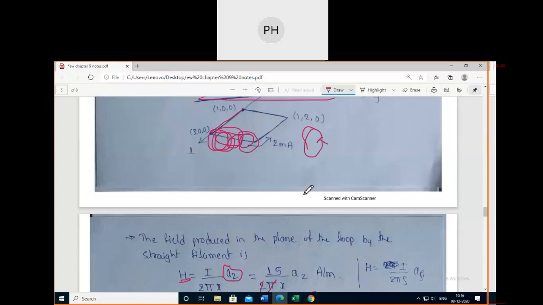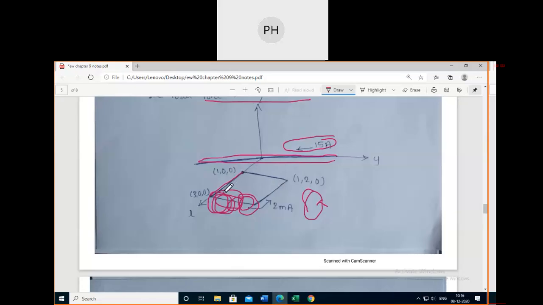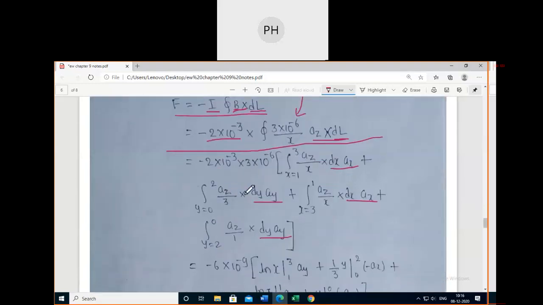The x component here will be varying from 1 to 3, starting from 1 and ending at 3. So x is equal to 1 to 3, az divided by x. The remaining fixed elements, 3 into 10 raised to minus 6, we take outside of the integration: az divided by x into dx into ax. This was the first component.